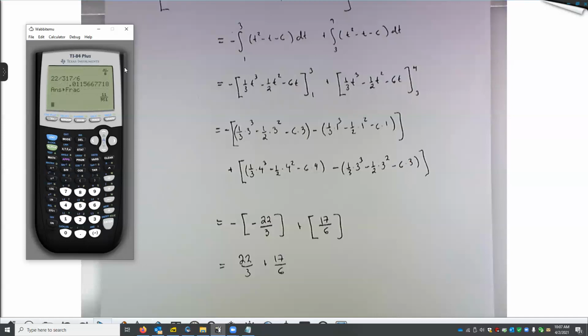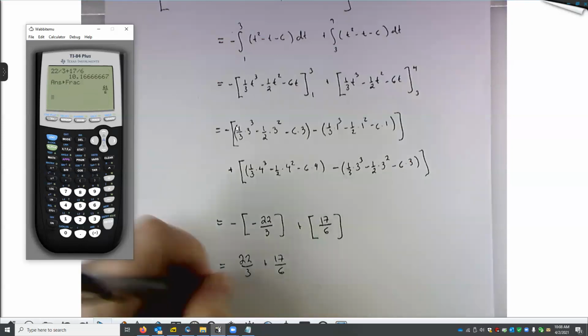Which is, oh wait, hang on. I was thinking that looked a little bit weird. 22/3. Didn't take the plus. Plus 17/6. Denominator looks a little big. Yeah. 61/6.